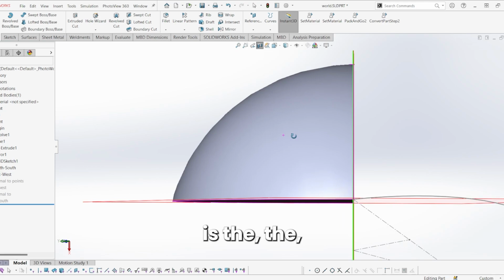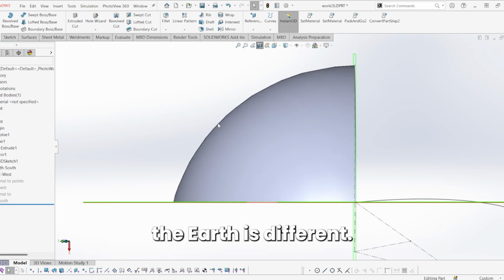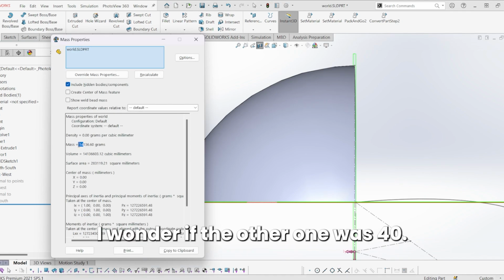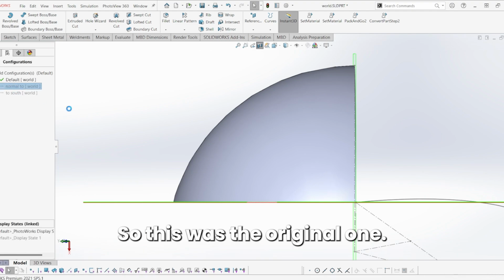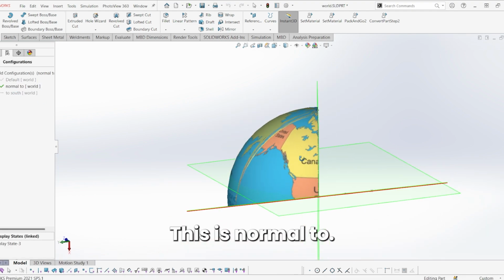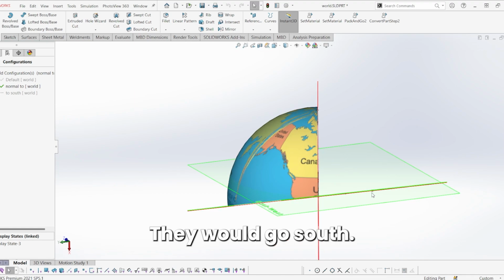And what you'll notice is the mass of the earth is different. It's smaller, or is it more? This is saying 14 kilograms. I wonder if the other one was 40. Let's have a look. So this was the original one, as we saw it earlier. This is normal too. So those who don't follow Rashad, they would do this. They would go sort of northeasterly.